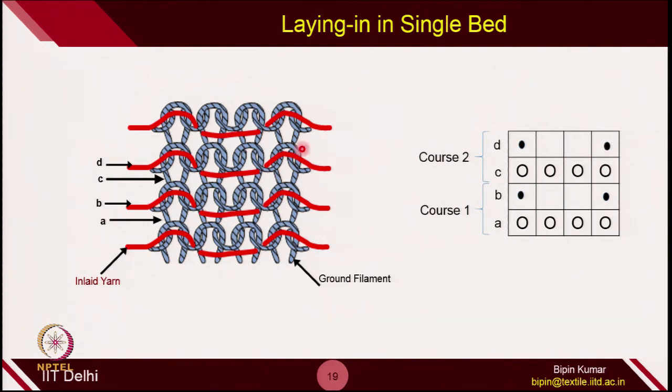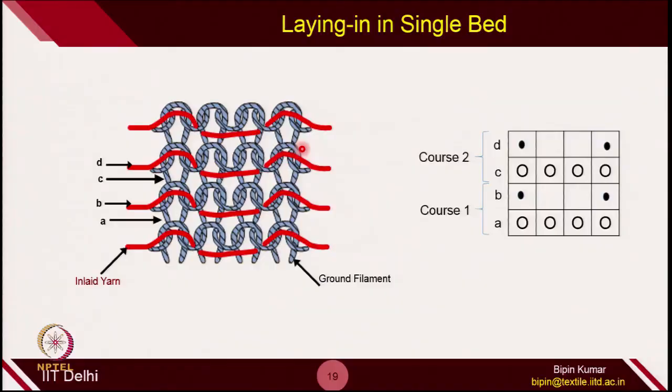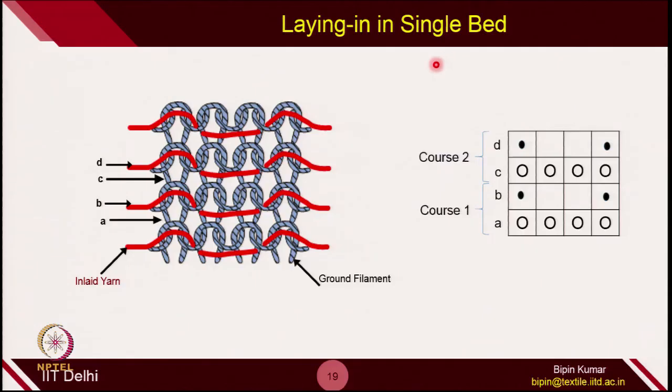So, this is how you do it in a single bed, because in single bed there is only one type of loops. So, naturally then we have to make sure the inlay yarns can go in a tuck way. So, this approach can be used for single bed laying process.